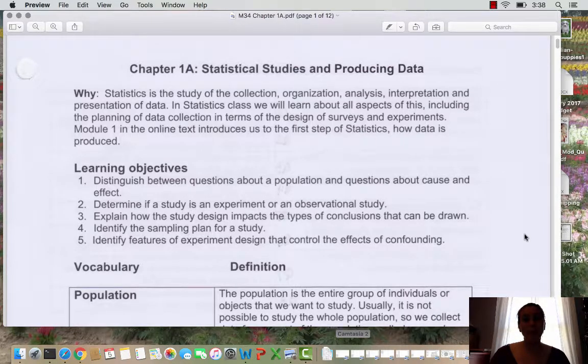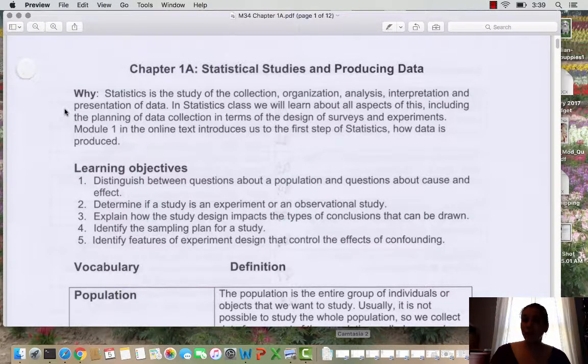This is Chapter 1A, Statistical Studies and Producing Data. Chapter 1 is a longer chapter, so it's broken up into 4 parts, A through D. As we work through our Open Intro Statistics text, you'll notice longer chapters have been broken up into 2, 3, or 4 parts. At the beginning of each activity in our packet, we read about why we're studying these particular topics covered in this activity.